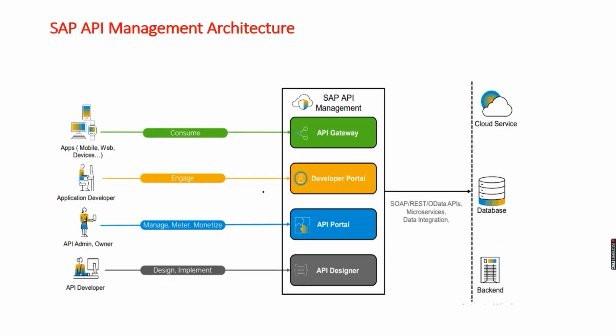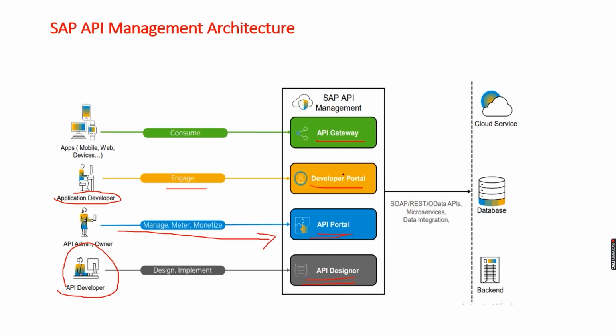Okay, then this is the broad picture. The same thing: we have an API developer who develops the data, and if you want to design or change anything, you can do it in the API designer. If anyone wants to connect with the database or backend systems, then we can use the API portal. The application developer can connect with the developer portal, but the developer portal is just for view access. And out of all these, we use an API gateway, which is used for security purposes.